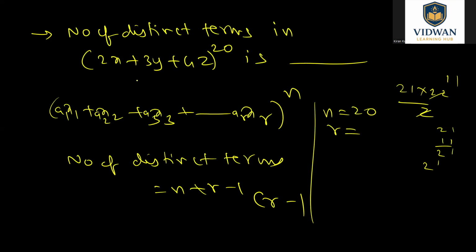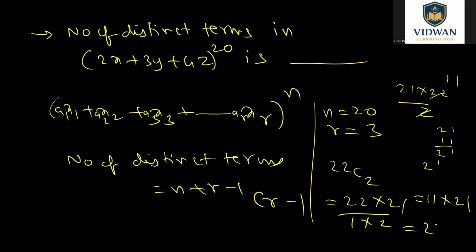R is the number of variables, x, y, z. There are 3 variables, so r is 3. If you apply this formula, n plus r minus 1 would be 22, C r minus 1 would be 2. And what is 22 C2? Start with 22, write 2 numbers backward, and 1 into 2. So that will give you 11 into 21, and that is 231. This is the formula you can directly write.